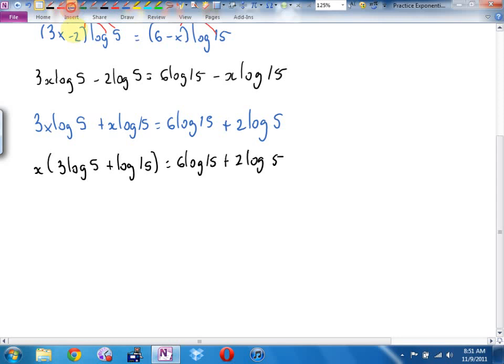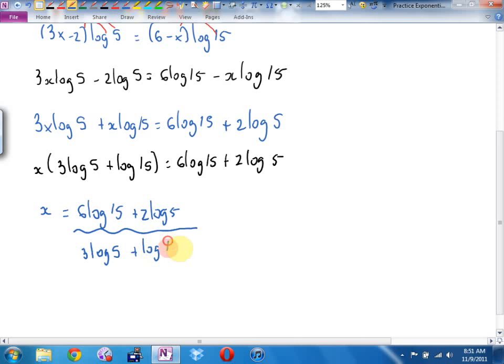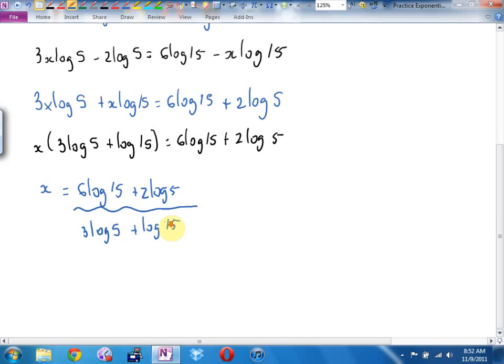X equals 6 log 15 plus 2 log 5 all over 3 log 5 plus log 15. Now, we're going to go to our calculator in just a second, but I just want to show you different ways that this could be written. Could they move the 6 up there as an exponent, and the 2 up there as an exponent, and the 3 up there as an exponent?